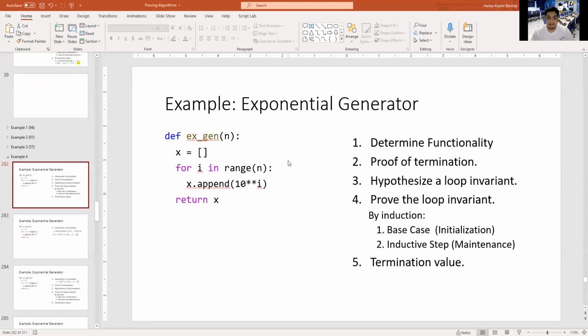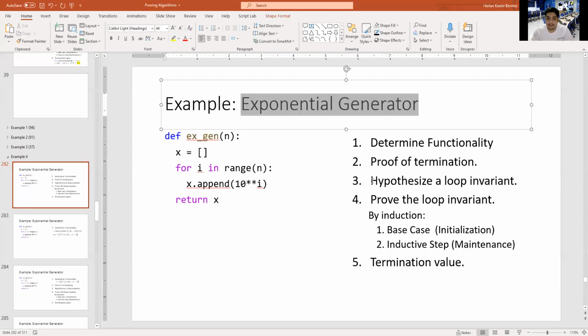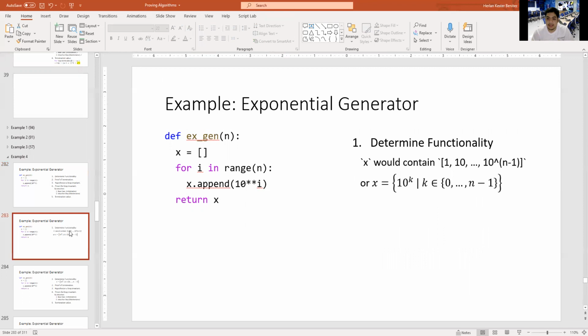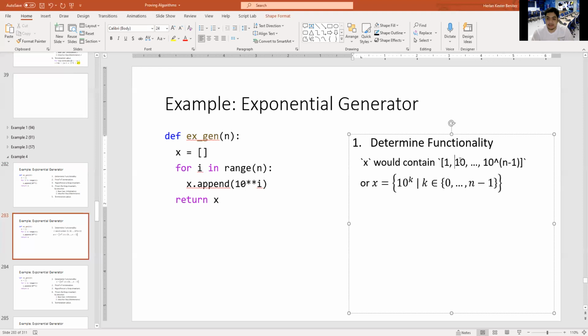So, in this example, we have a function called exponential generator, or xgen. Starting from an empty list, it just appends 10 raised to i, where i is in the range n, so 0 to n. So, determine the functionality. It's fairly simple. Of course, at i equals 0, you append 1. i equals 1, 10, and then 100, up to 10 to the n minus 1.